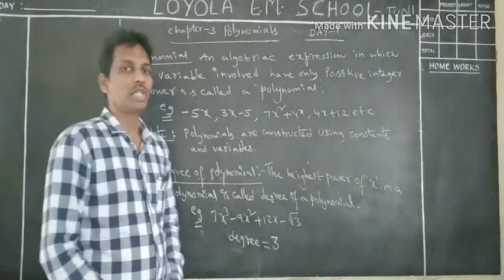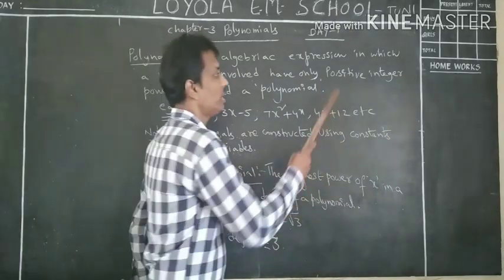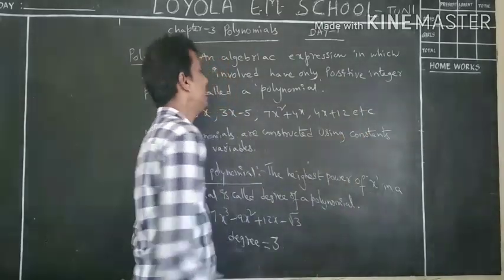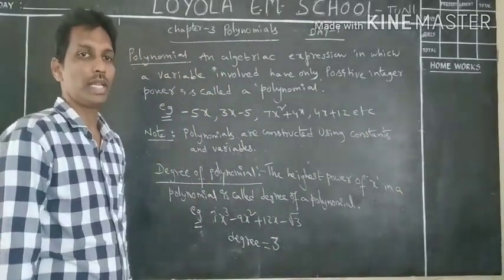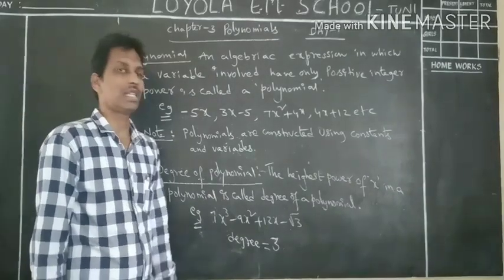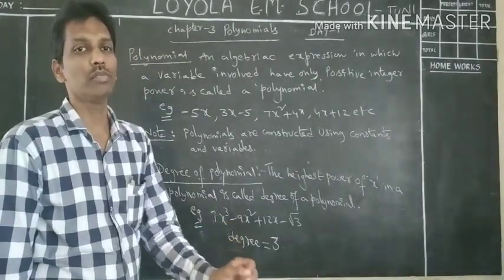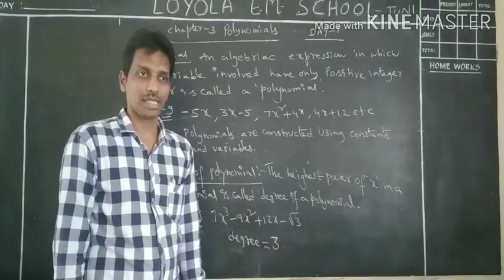Here, we should remember one thing. When we write the definition of a polynomial, we need to focus on these words, positive integer power. However many terms we take, in all those terms the powers must be positive integers only. We don't want to consider negative powers in any case.